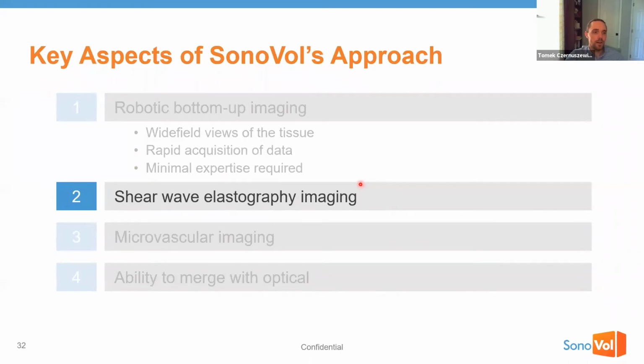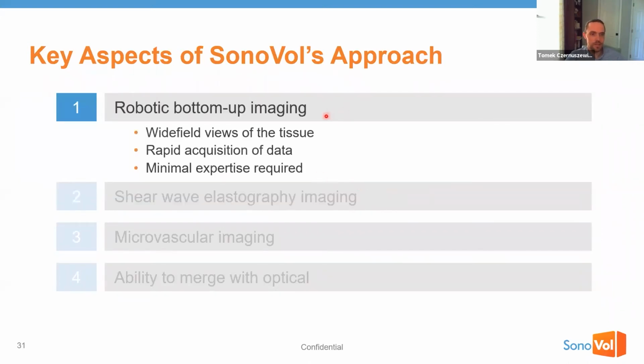To summarize, the robotic bottom-up approach really gives us wide field views of the tissue, and rapid acquisition of the data with minimal expertise. So you no longer need years of training or a PhD in ultrasound to collect highly repeatable and reproducible results.